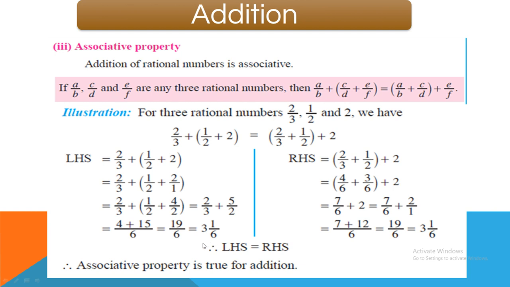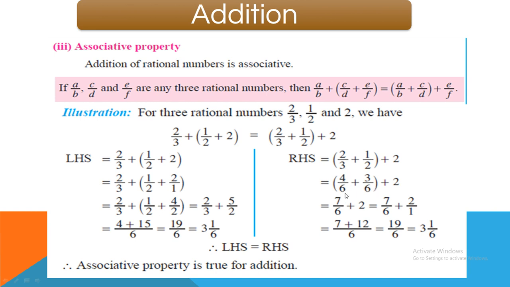Now let's solve the right hand side. In right hand side we have to add these two numbers first. Then we add 2 in it. Clear? So 2 by 3 plus 1 by 2. Solve this bracket part first. Make denominator same. Denominator is different. So we changed 1 by 2 by multiplying it with 3, and this one by multiplying numerator and denominator with 2. So denominator is 6.